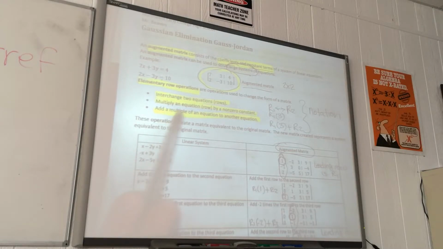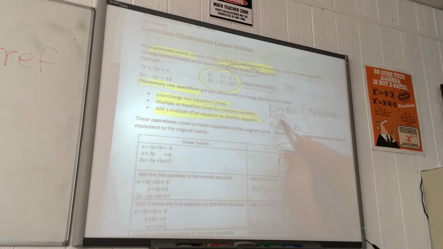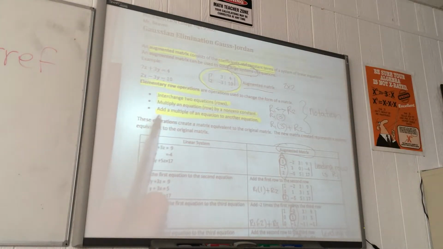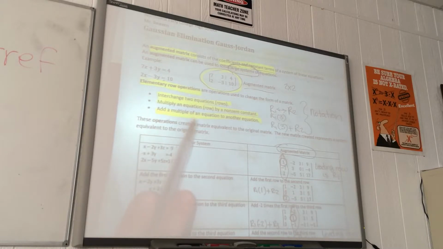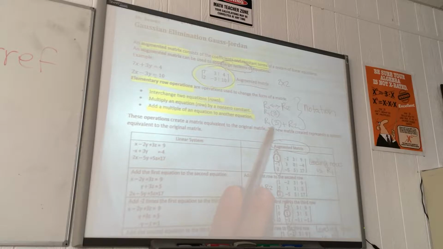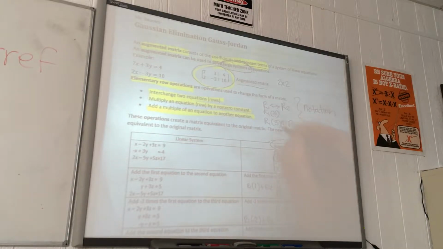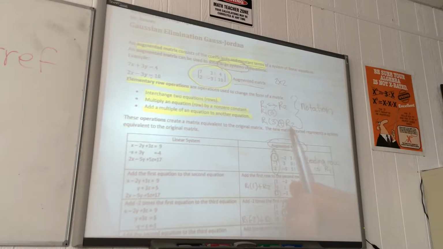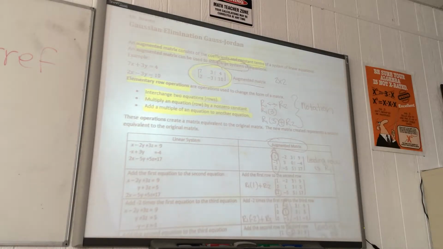Okay, next statement, Isaac? Multiply an equation by a non-zero constant. So in this case, the non-zero constant is 3. So here I'm saying R1 times 3. The next one, Lauren? Adding multiple of an equation to another equation. Okay. So here's the example, and here what I'm doing is adding R1 times 3, that's a multiple of R1, plus another equation, R2.